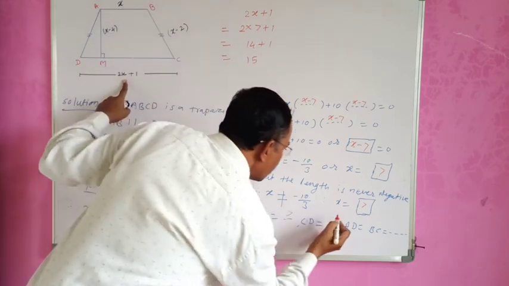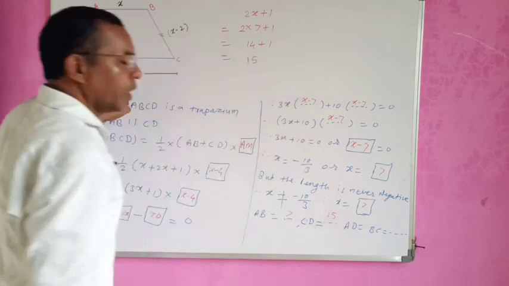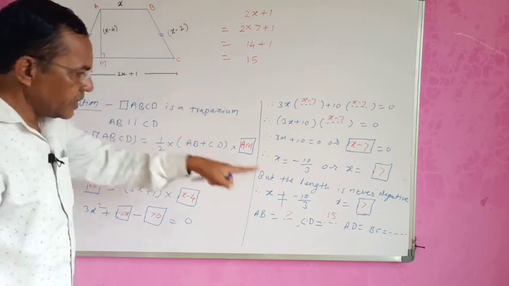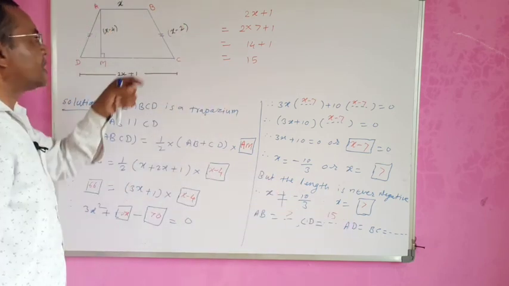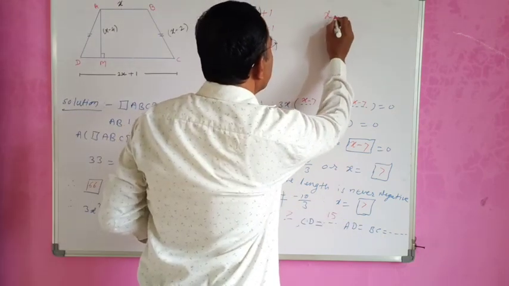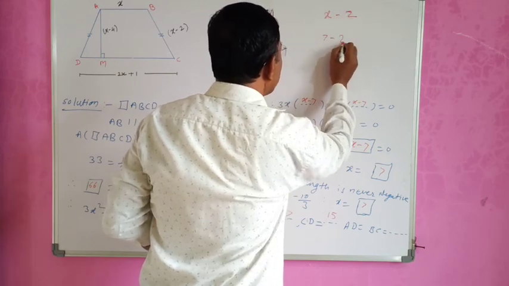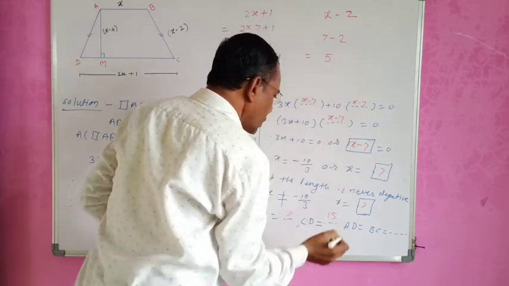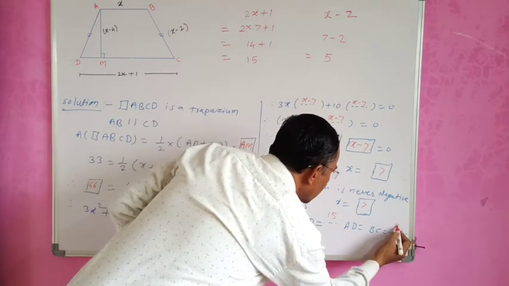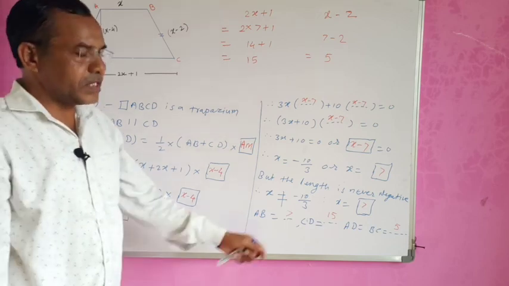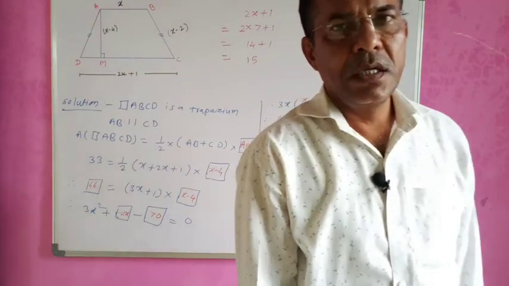Here we write 15. Okay. Now AB is equal to CD, and AD is equal to BC, and BC is x minus 2 here. x minus 2 here, and x is 7, minus 2 is equal to 5. Here it is 5. In this way, friend, this is the activity we have completed.